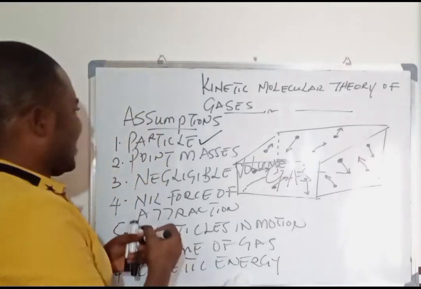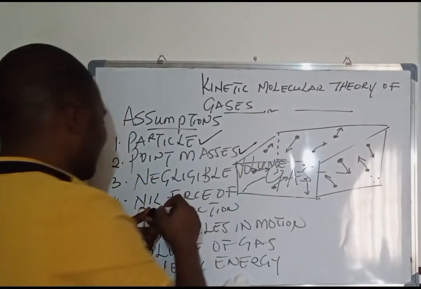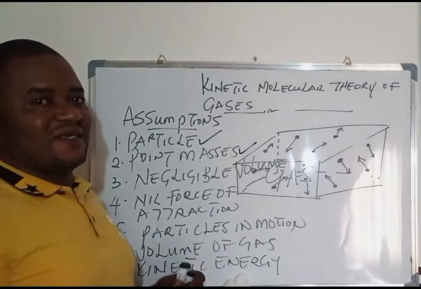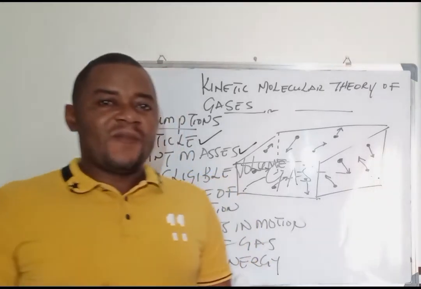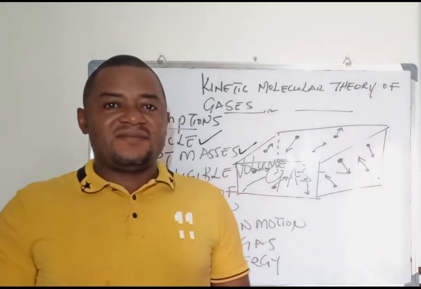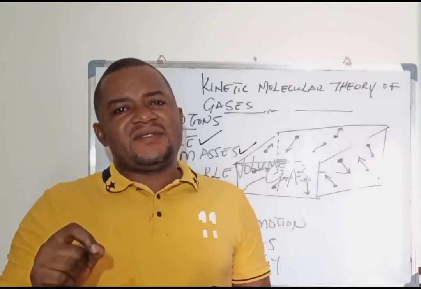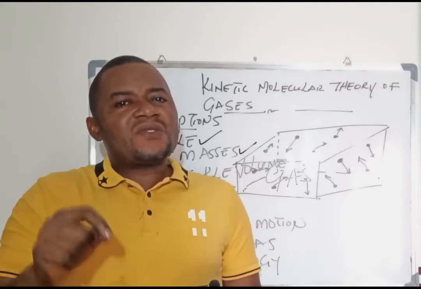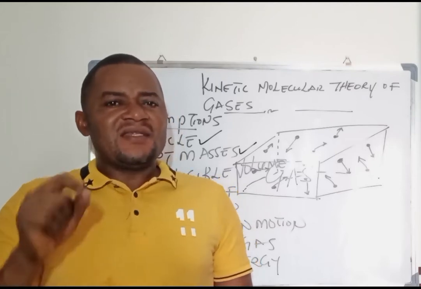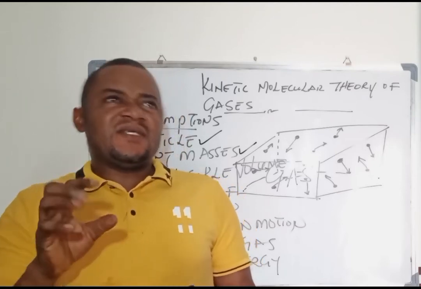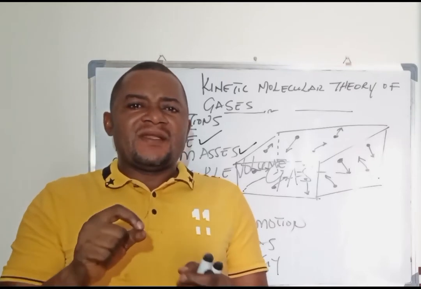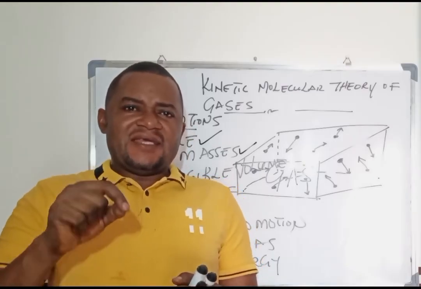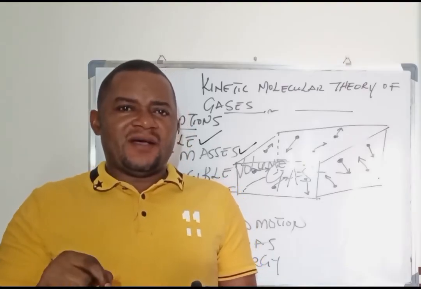Now, the second assumption of the kinetic theory of gases is point masses. It believes that for every gas, there are particles, which we term molecules or atoms, that look like point masses. They seem to look like a dot, like a point on a paper.